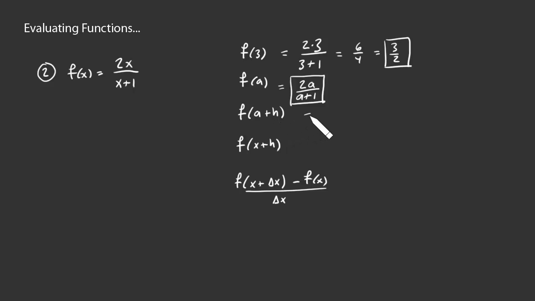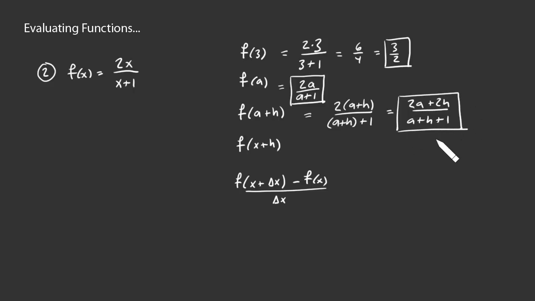Down here, same deal. Twice the input is what's inside the parentheses here. Twice the input. Don't forget you have to put the parentheses there, otherwise you'll lose the distributed 2, over one more than the input. A plus h plus 1. The parentheses down here are technically optional. You can take them off in the simplified form, but it never hurts to put them in when you're making a substitution like that. If you want to clean it up by expanding it, you can. That'd be 2a plus 2h over a plus h plus 1. Okay, and there we go for that one.